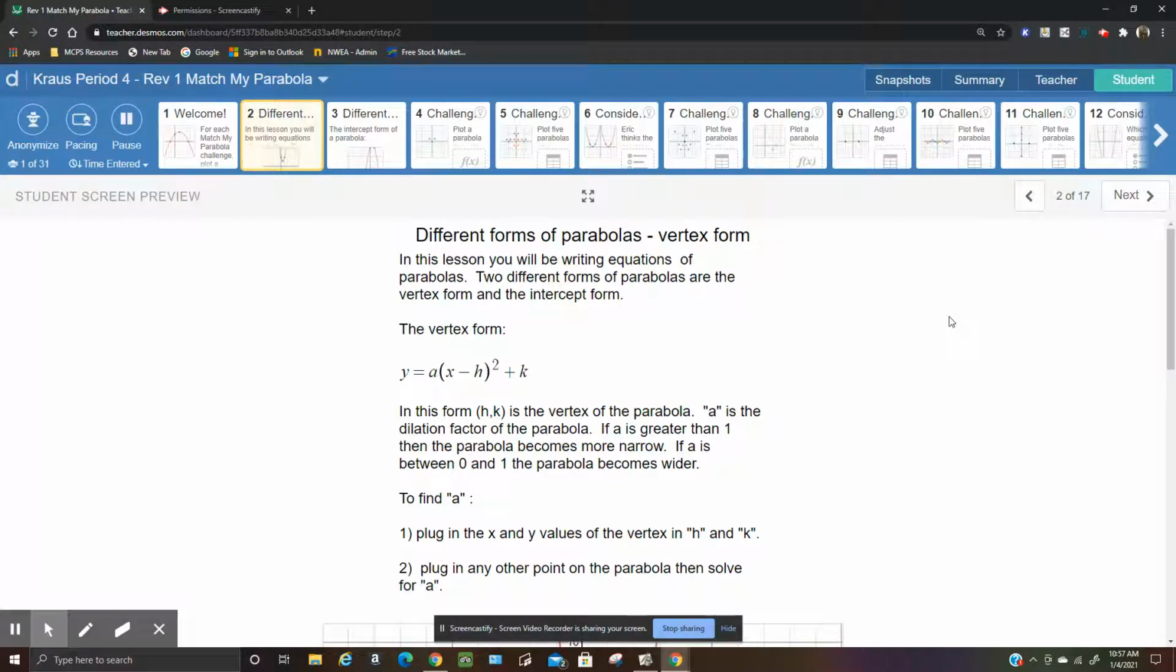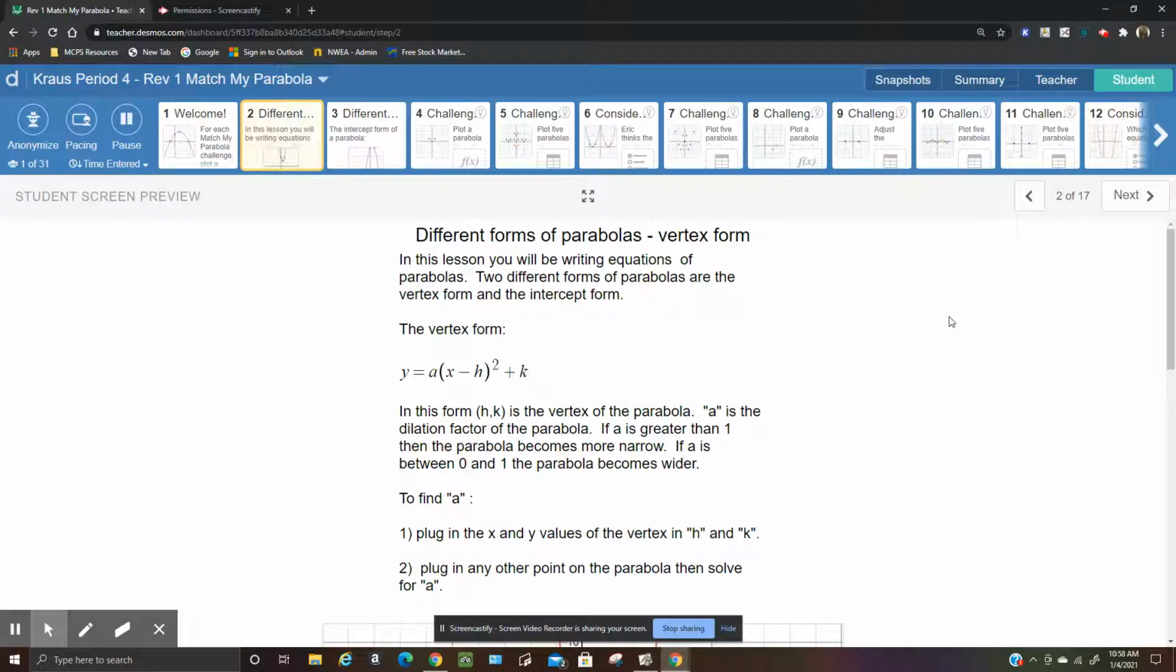So there are different forms of parabolas. One is the vertex form. In this lesson, you'll be writing equations of parabolas. Two different forms of parabolas are the vertex form and the intercept form. The vertex form is y equals a times the quantity x minus h squared plus k. In this form, h and k is the vertex of the parabola. A is the dilation factor of the parabola.